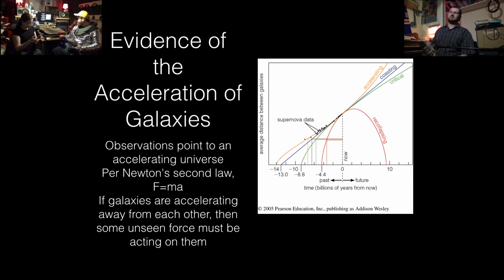And then here's the evidence of the acceleration of the galaxies. Now, the observations point to an accelerating universe. Per Newton's second law, force equals mass times acceleration. So if the galaxies are accelerating away from each other, then some unseen force must be acting on them. Because as we established, galaxies are mass.